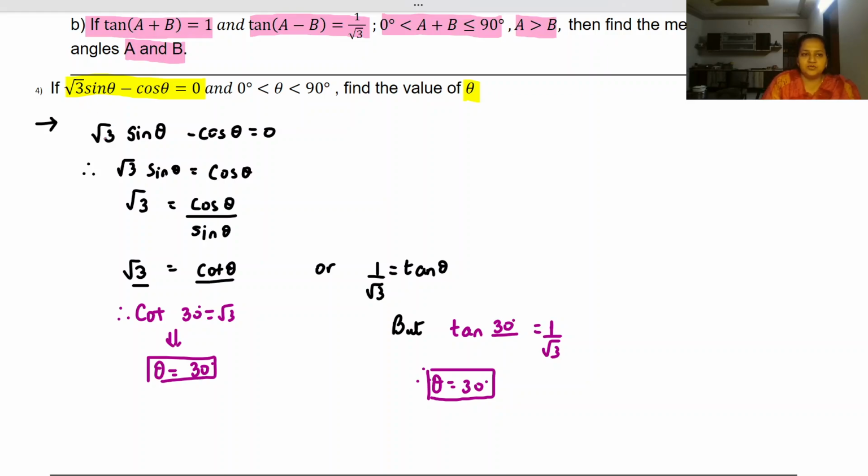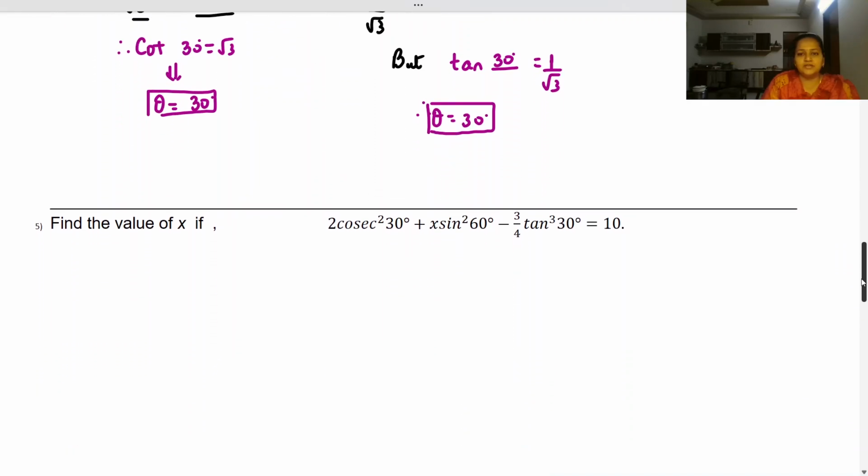So what we did, we kept root 3 sine theta on one side. We transposed cos on the other. Then we took sine on the other side and changed it to cos upon sine is root 3, which is cot theta is root 3. And cot of 30 is root 3. So if I compare these two, we get that theta is 30. I hope you have understood this one as well.